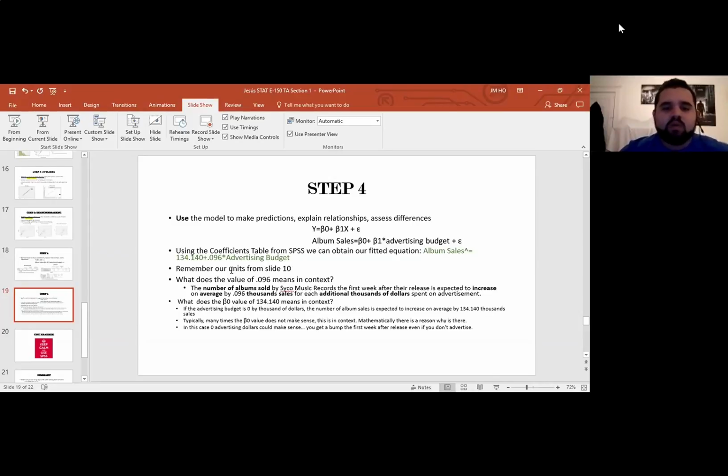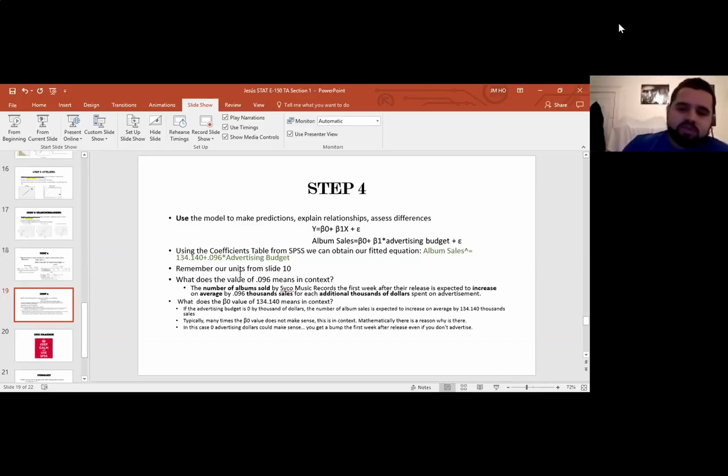And now you have to explain, what does this formula mean? Album sales hat equals 134 plus 0.096 advertising budget. What does that mean? Can you explain it in the context of the research question? And I will remember units from slide 10, because as you explain it, you need to write down the units, otherwise you get points off. And I bolded the keywords. For every keyword you're missing, you're likely gonna get points off on the test. So essentially, you have to explain it.